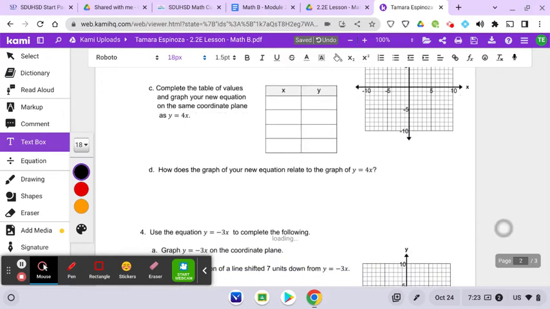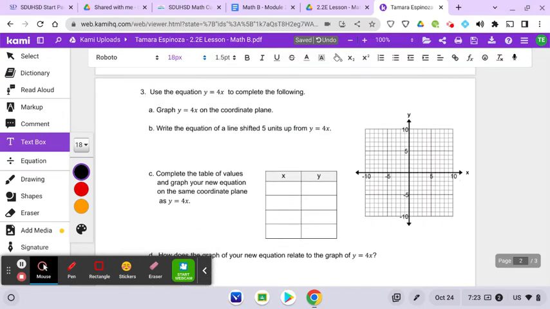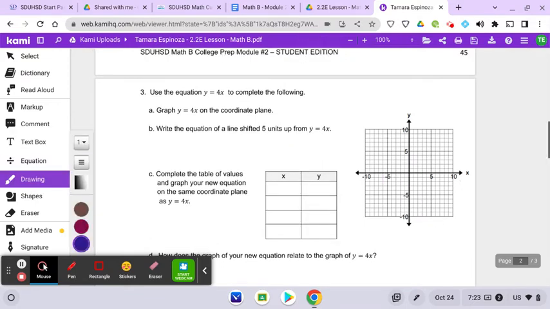Okay, so pause the video and you try number 3. All right, this was an integer value, so I'm just going to go with my easy points. 0, 1, 2, 3. 0 times 4 is 0. 1 times 4 is 4. 2 times 4 is 8. 3 times 4 is 12.